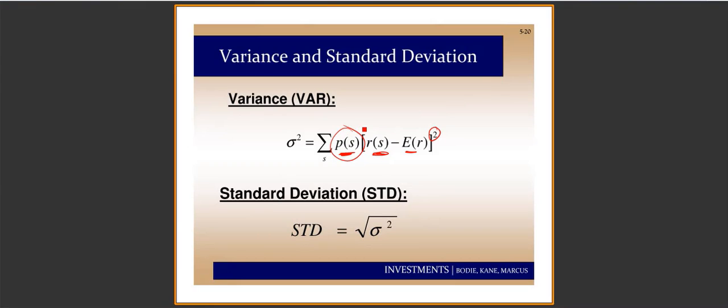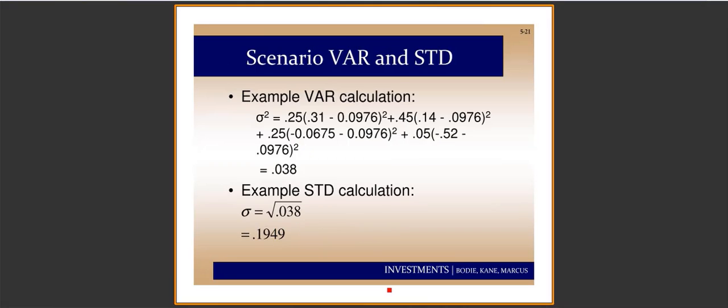Then we do the same thing for the good economy. We're going to see this on the next slide, I believe. Yes, we do. And so when we do all that, we get the variance. When you take the square root of the variance, it gives you the standard deviation. So here's our example. If there was an excellent economy, there's a 31% return we're expecting. We subtract that average, 9.76. We square that deviation and multiply times the probability.